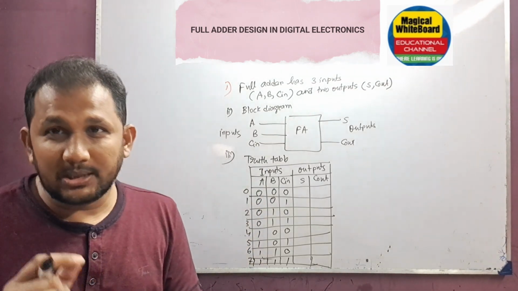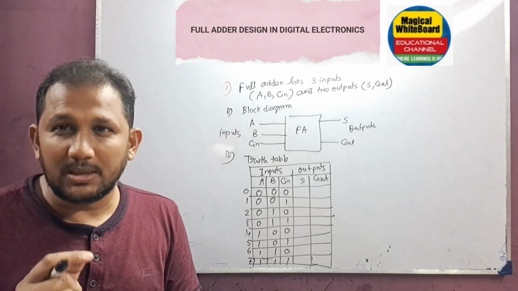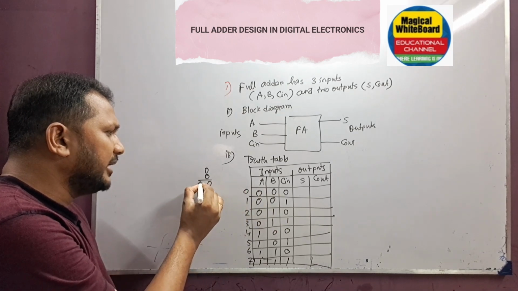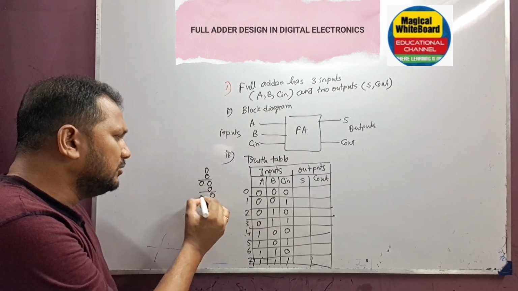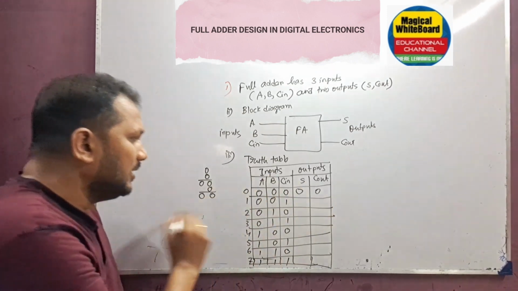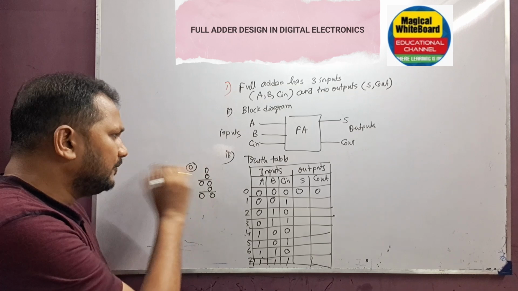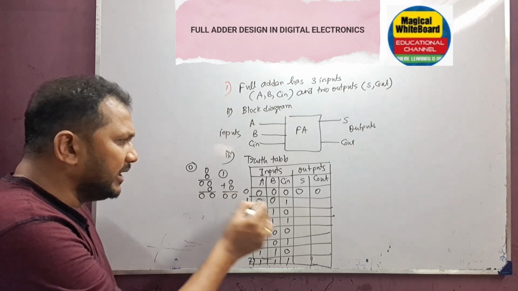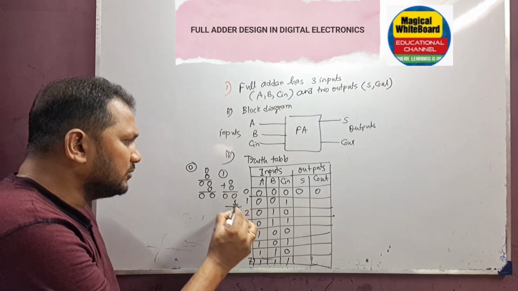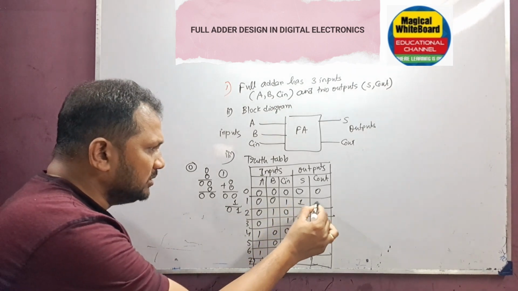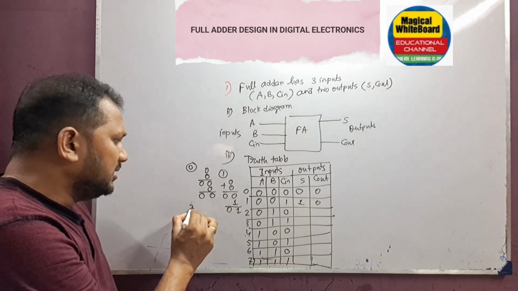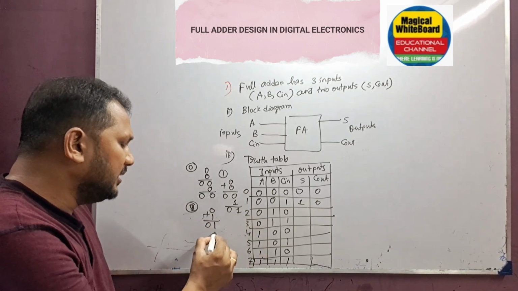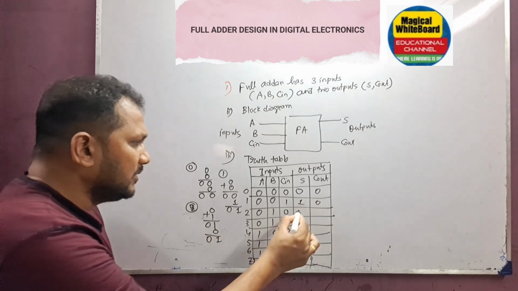Now we have to find out the sum and carry. What are the values of sum and carry? First of all, we add 0 plus 0 plus 0 and we get sum 0, carry 0. Now the next one, 0 and 0, sum is 0, carry is 0. Then 0 plus 0 plus 1 gives sum 1 and carry 0, that is 1 0. And the third one, that is 2: 0 plus 1 plus 0 gives sum 1 and no carry. And the next, again 0 plus 1 plus 1 gives sum 0 and carry 1.